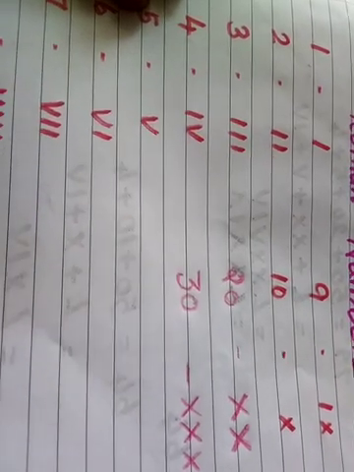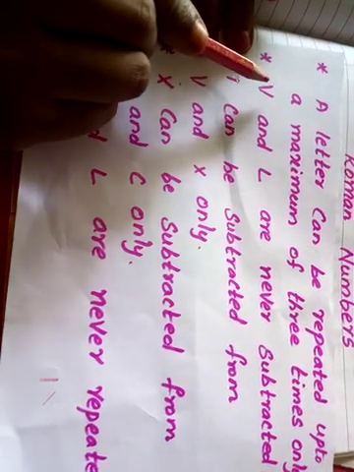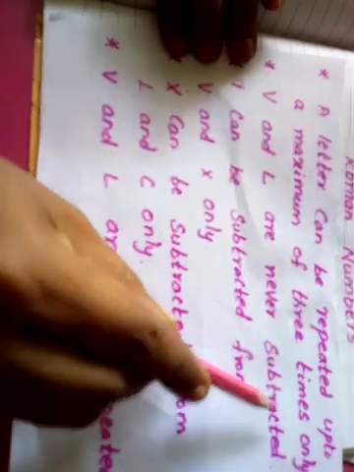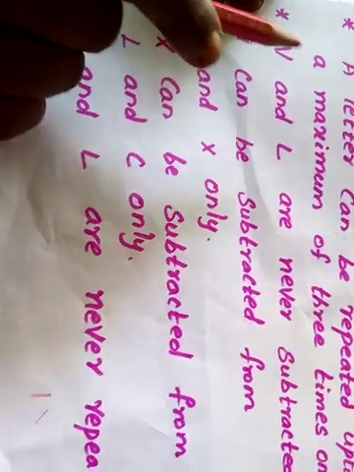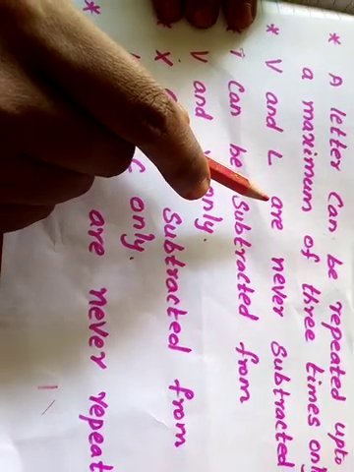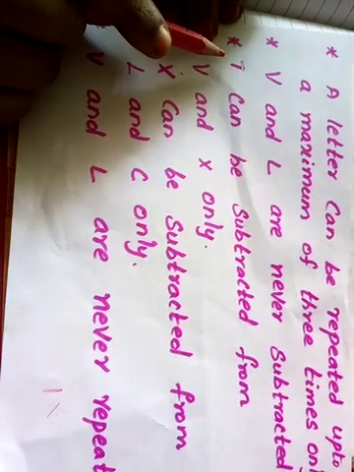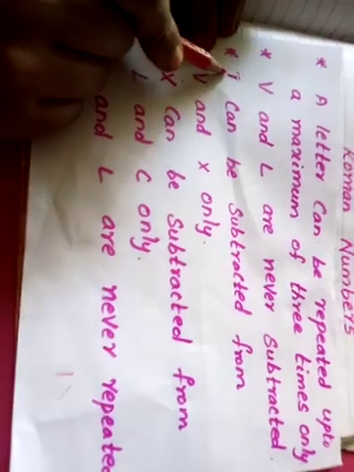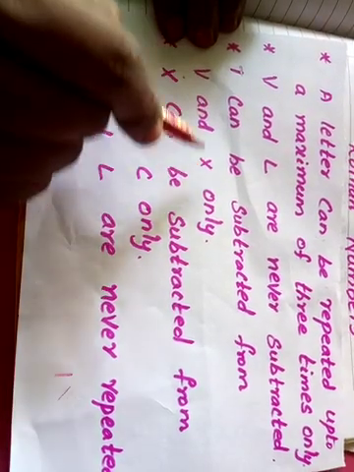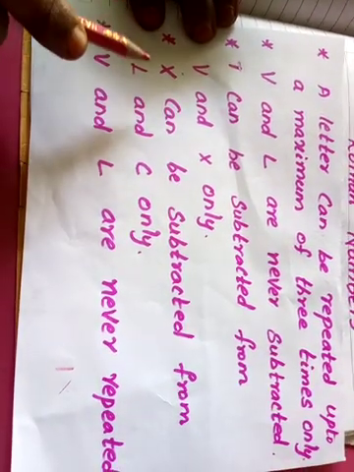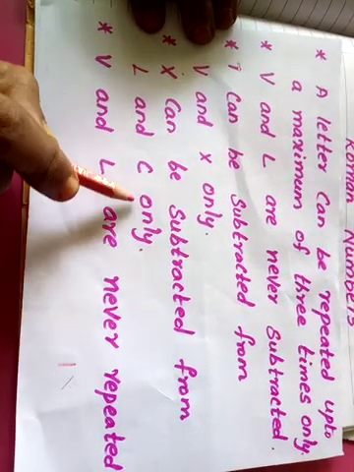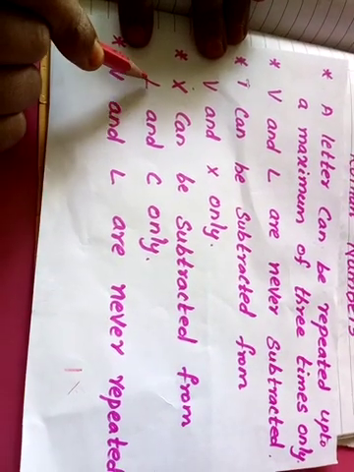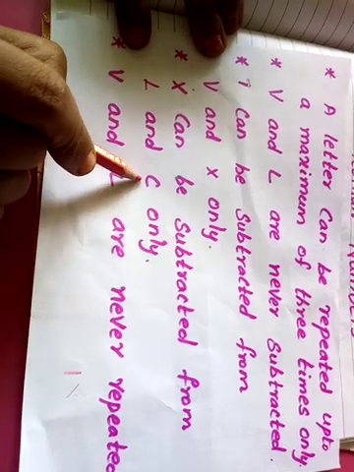Let us look at the next rule. The next rule is V and L. That is V, which is 5, and L, which is 50, are never subtracted from any other numbers to form numbers. Then next, I can be subtracted from V and X only. That is, the letter I will be subtracted from only V and X. Then next, X can be subtracted from L and C only. The letter X, that is number 10, is subtracted only from 50 and 100, L and C.